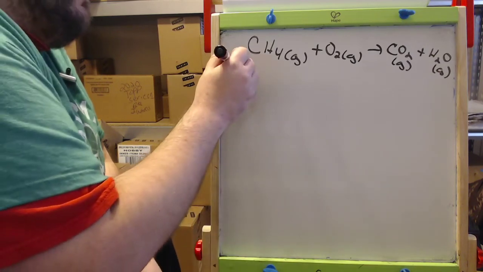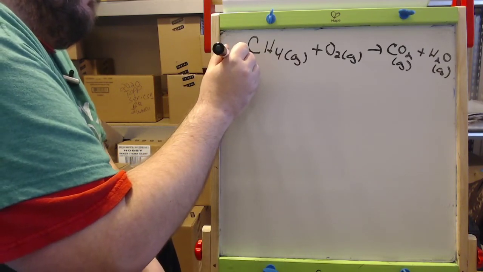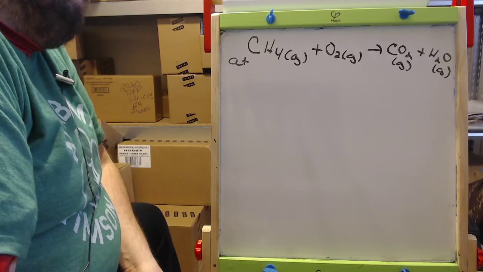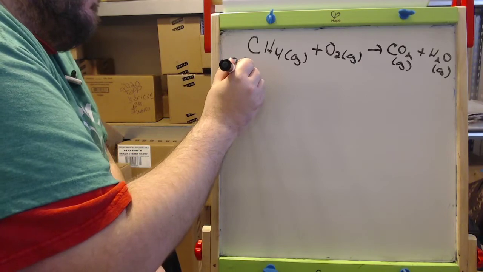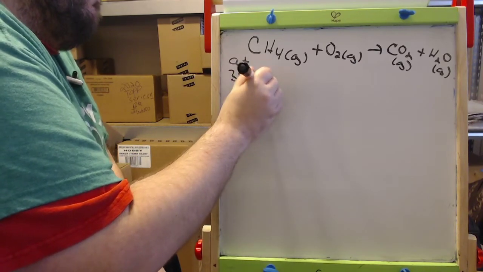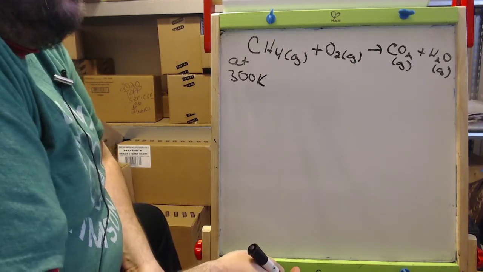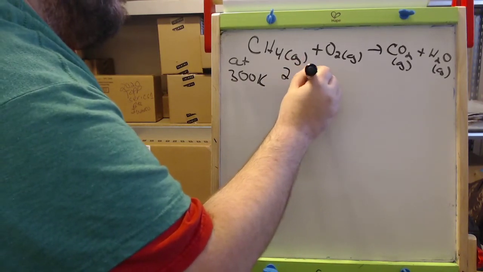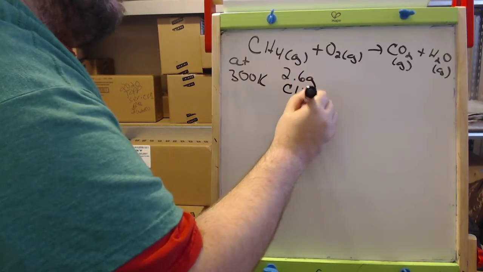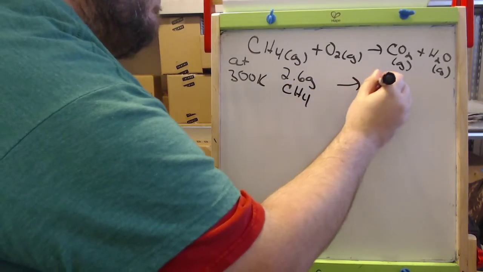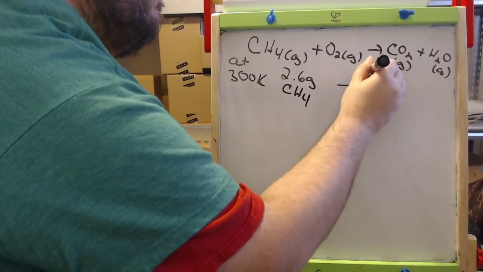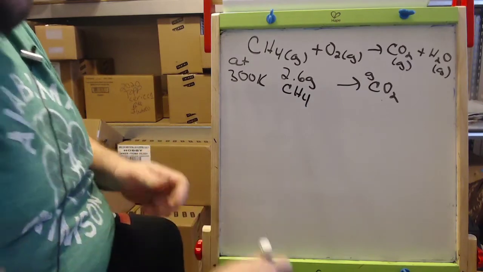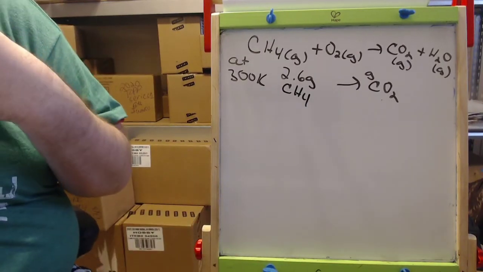And I told you that this was run at 300 degrees Kelvin. And you start with 2.6 grams of CH4, and you want to figure out how much CO2 there is, in grams. So take a second or two. I'm going to fill up my water. Take a second or two and see if you can figure out that problem.